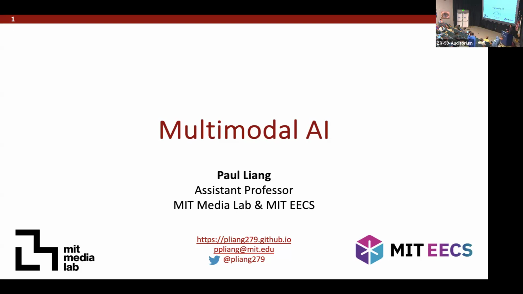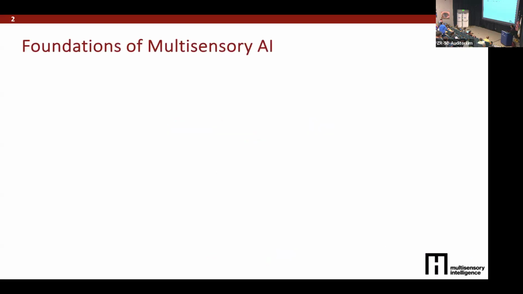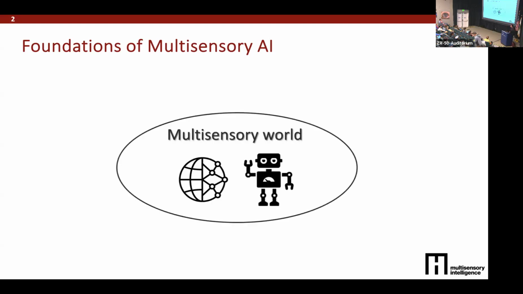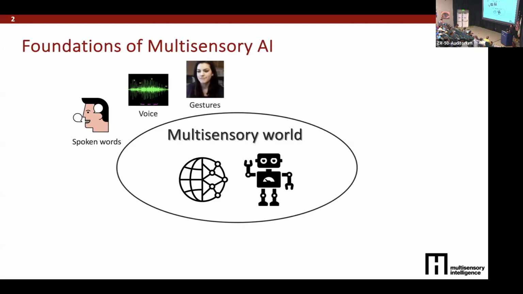Hello, everyone. So multimodal AI. Now, multimodal AI's goal is to really understand this whole multisensory world around us. We have seen already great progress in systems that are able to understand our spoken language or the text that we type into our computers. But these systems don't also understand our voice, our vocal expressions, and any facial expressions or body language when conveying our thoughts.